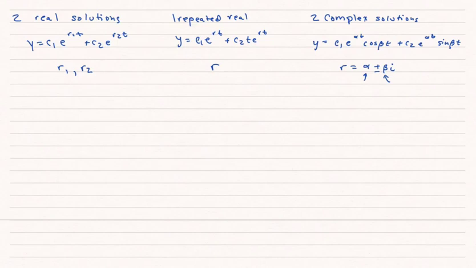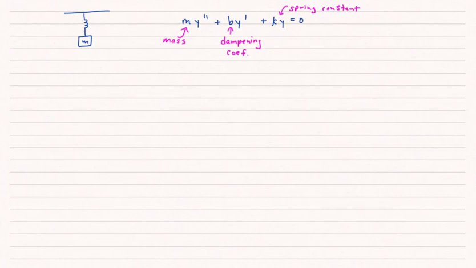Let's look at a quick example. This example is a mass that's bouncing up and down on a spring. This is the equation that governs it. M is the mass, B is the damping coefficient of whatever the medium is that the mass is bouncing in, and K is the spring constant. Let's give some real numbers. These are my values I'm going to use for M, B, and K, and these are also my initial values for my original position and my initial velocity. And let's go ahead and solve this.